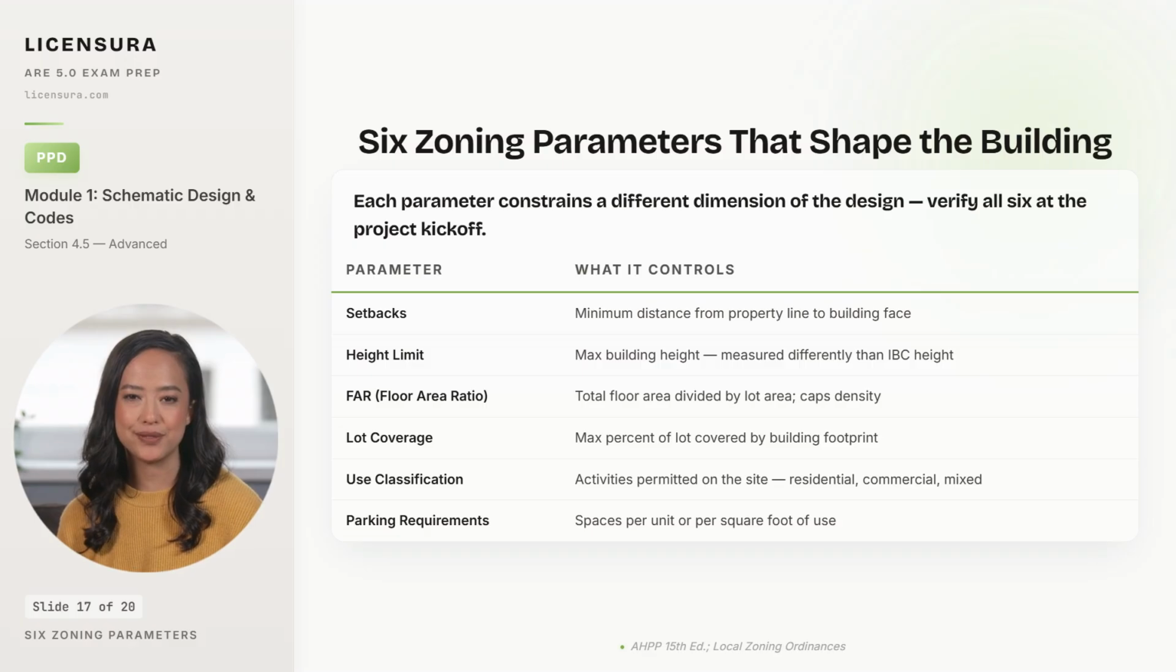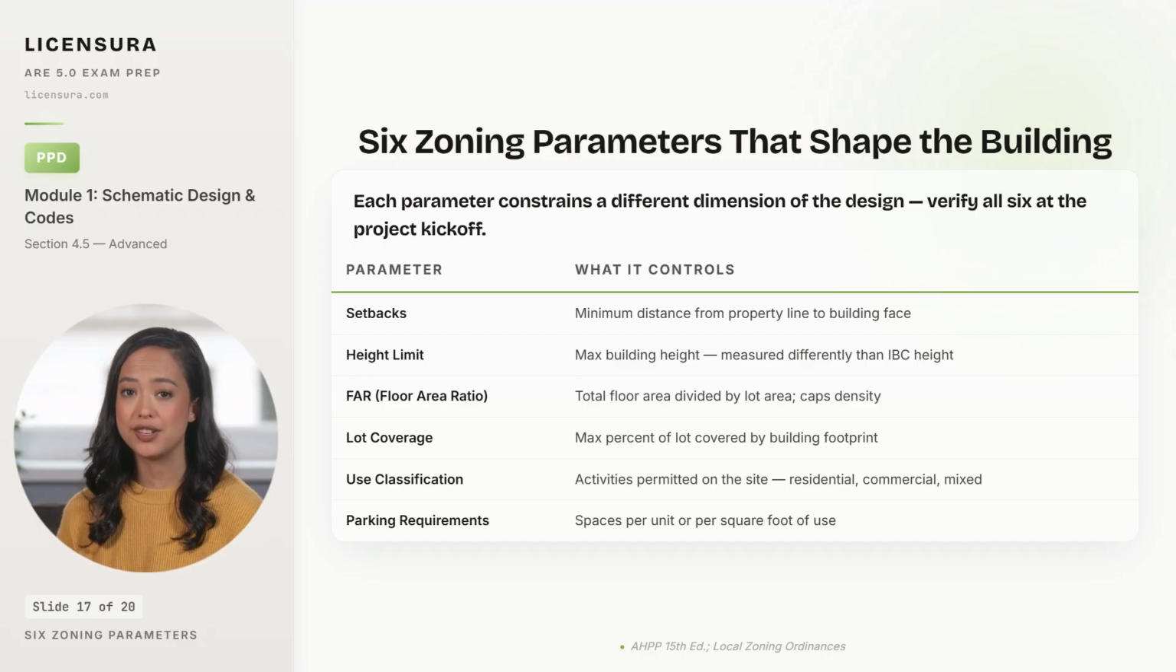Second, height limit. Capped in feet or stories, often measured from average grade or street level, rather than from the lowest fire department access point used by the IBC, which is why the 2 height numbers rarely match. Third, floor area ratio, or FAR, the most powerful zoning lever, computed as total building floor area divided by lot area, with the result capping how much program can fit on the site.